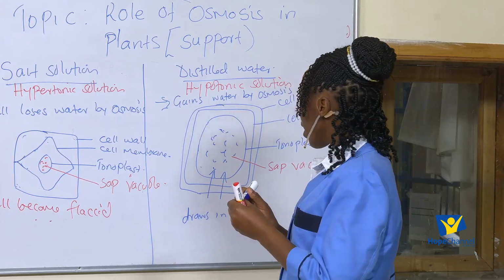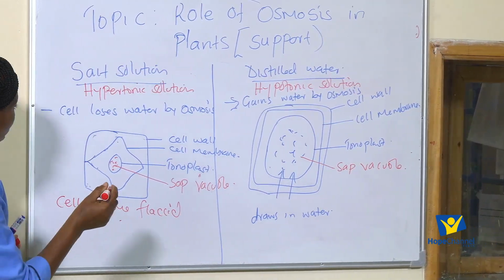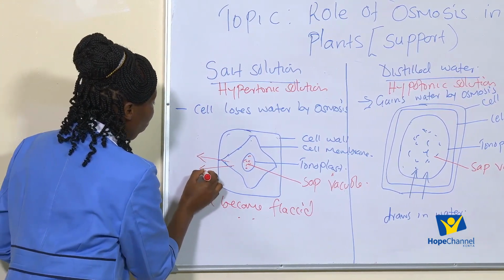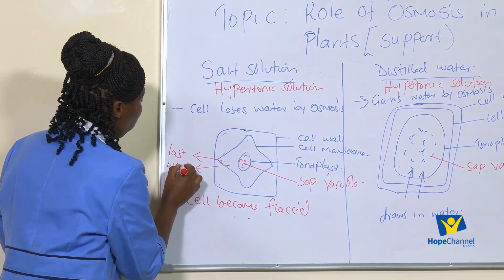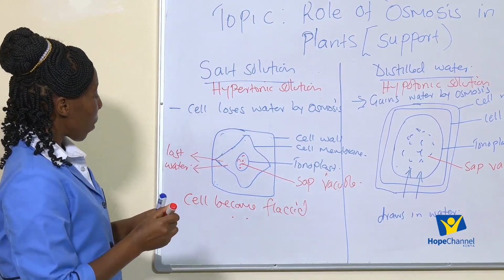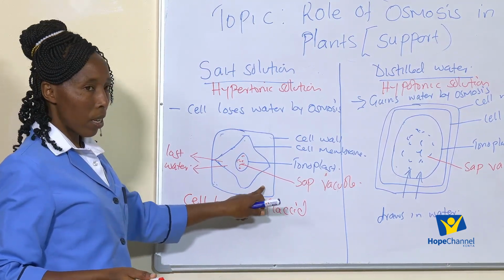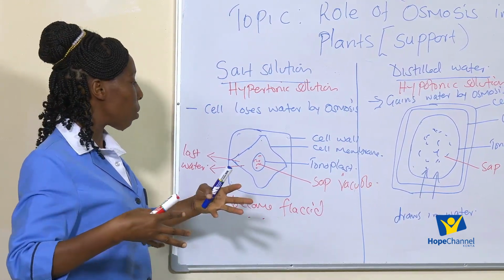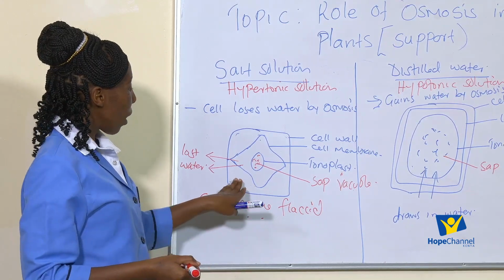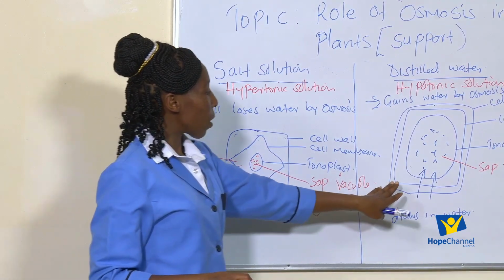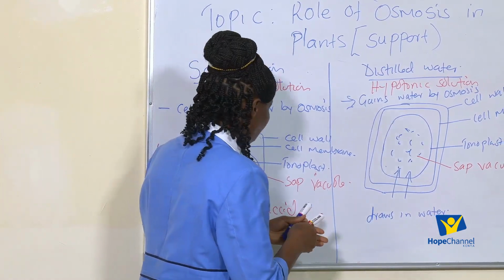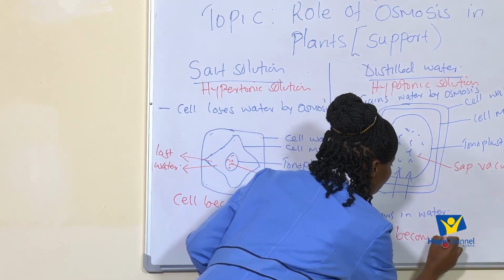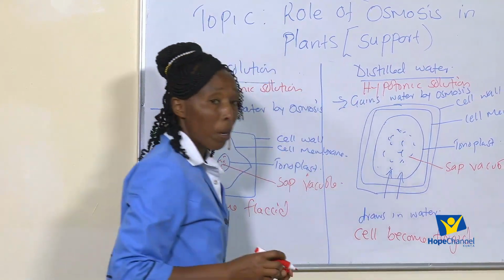But this one, the cell that was placed in hypertonic solution, what happened? It lost water. And that is why we are saying this cell is what? Flaccid. It has lost water, so the pressure that usually builds within the cell is very low. So here, the turgor pressure is very low, but here we say the turgor pressure is very high, and that's why here now we'll say the cell becomes turgid.